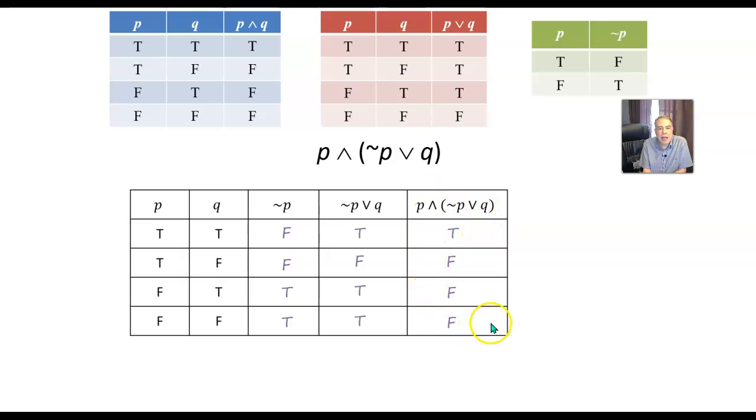So in this last column, we have the value of the whole thing, the whole expression P and (not P or Q) for each possible individual value of P and Q. And I noticed that those values, true, false, false, false, exactly match the truth values of just P and Q. So this somewhat complicated looking expression is logically equivalent to just P and Q. It's true whenever P and Q is true, and it's false whenever P and Q is false.